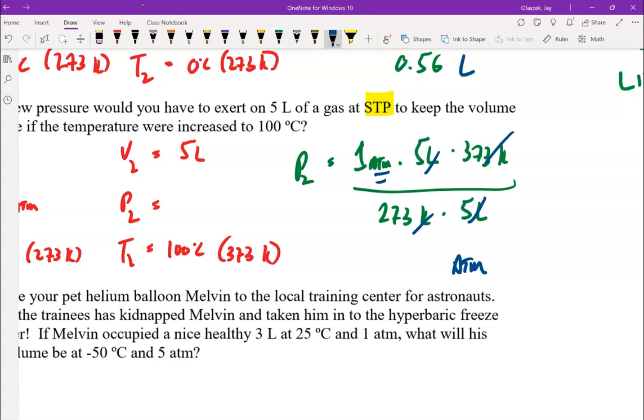I've already showed you how to use the parentheses in the calculator, so I'm going to say in parentheses 1 times 5 times 373 divided by, in parentheses, 273 times 5. I get a pressure of 1.37 atmospheres.